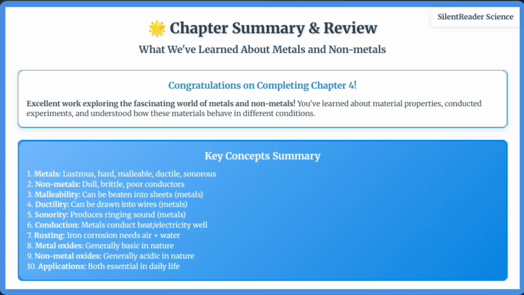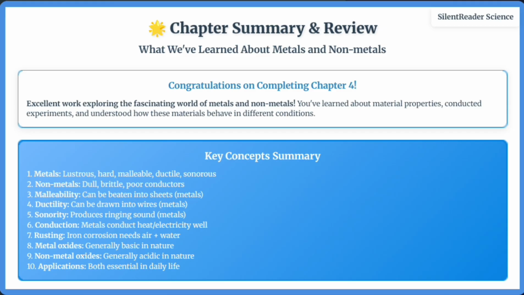Congratulations on completing Chapter 4. You've learned that metals are generally lustrous, hard, malleable, ductile, sonorous, and good conductors of heat and electricity. They form basic oxides when combined with oxygen. Non-metals are generally dull, brittle, poor conductors, and form acidic oxides.